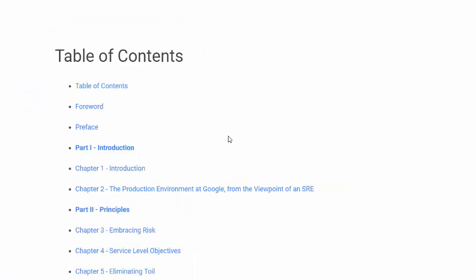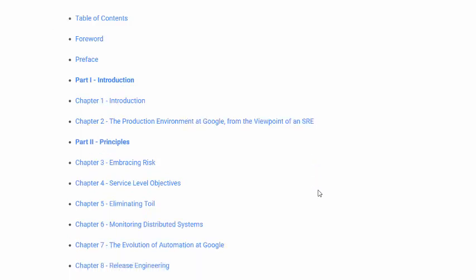Let's go ahead and jump into the table of contents. There are five total parts of the book. Part one is the introduction and the production environment at Google from the viewpoint of an SRE.